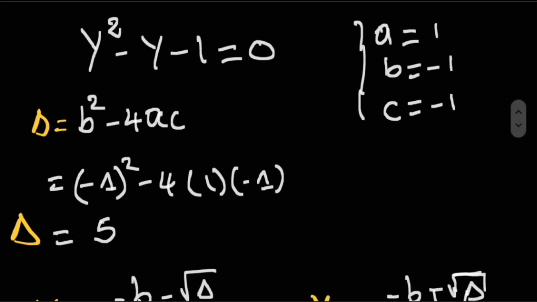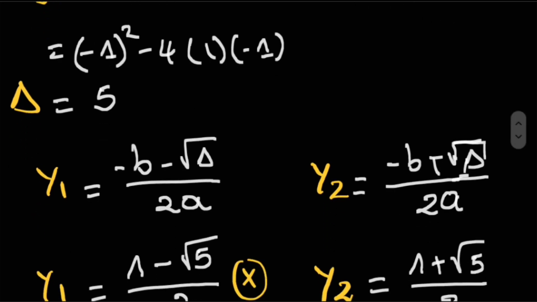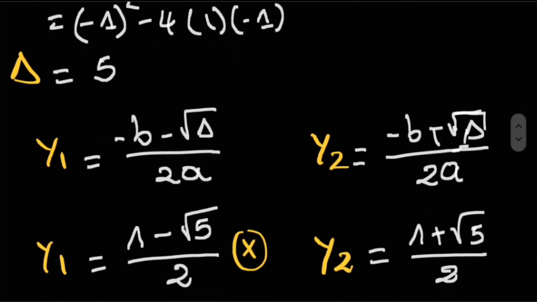And now applying the quadratic formula, we know that y1 will be equal to negative b minus the square root of this expression divided by 2a, and y2 is negative b plus the square root of this expression divided by 2a. So replacing b by its value, we have 1 minus the square root of 5 divided by 2 and 1 plus the square root of 5 divided by 2.